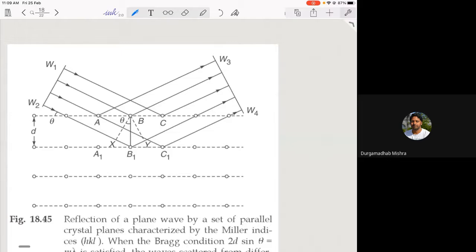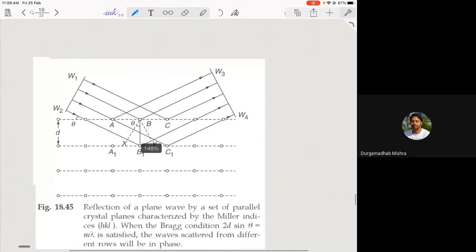Am I right or not? So in chemistry, you must have already studied about Miller indices. Yes or no? Some are saying yes, some are saying no. Okay.